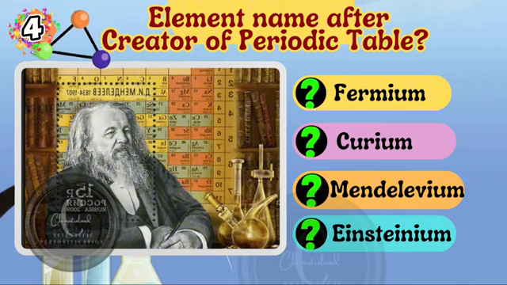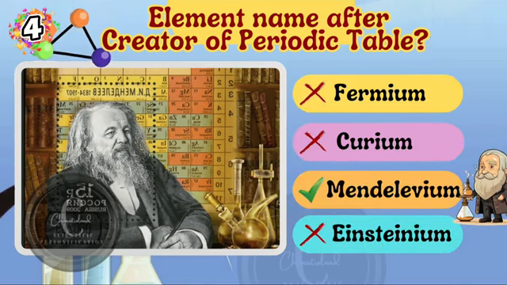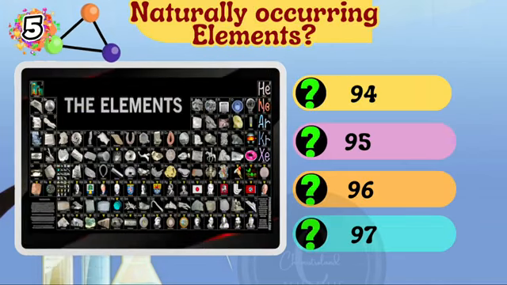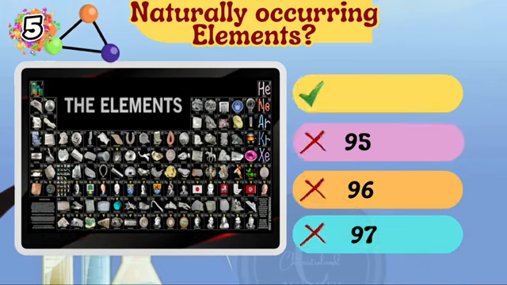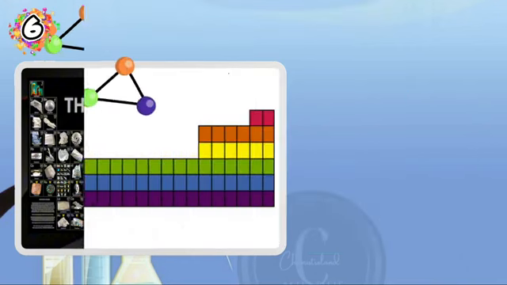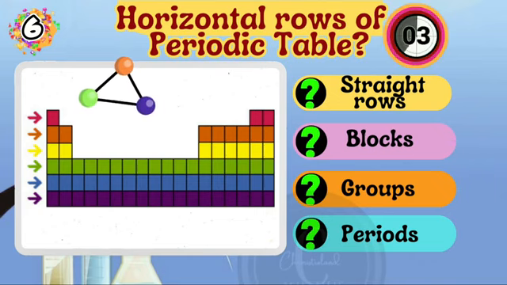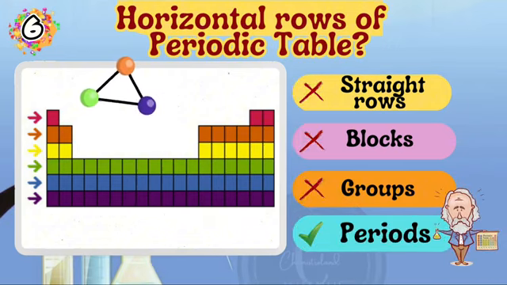Element name after the creator of periodic table is... Yes, Mendelevium is the element name after Mendeleev. Naturally occurring elements are... The right answer is 94. Horizontal rows of periodic table are known as... Yes, periods are called the horizontal rows.